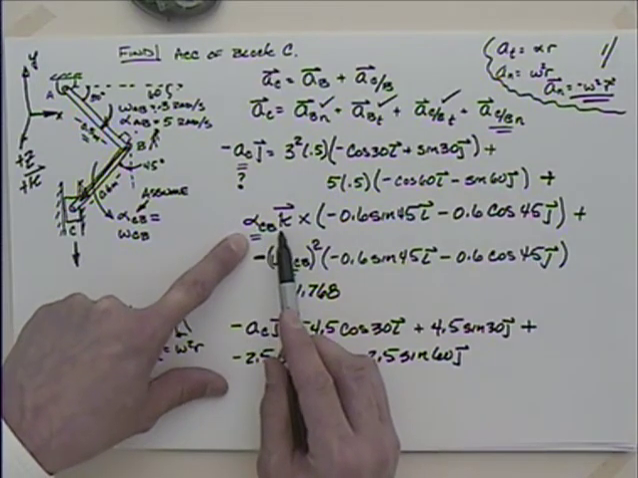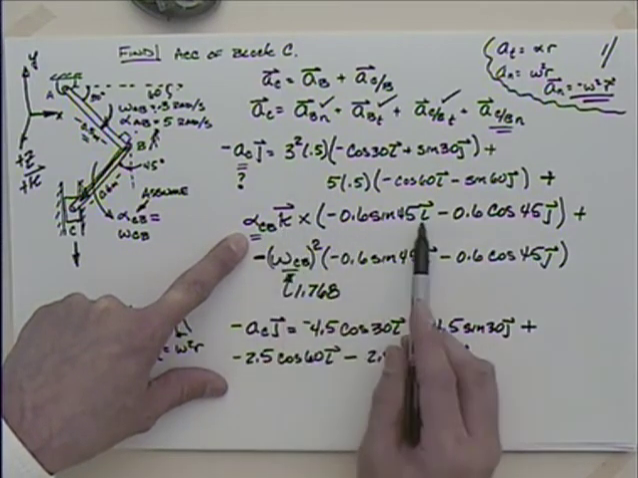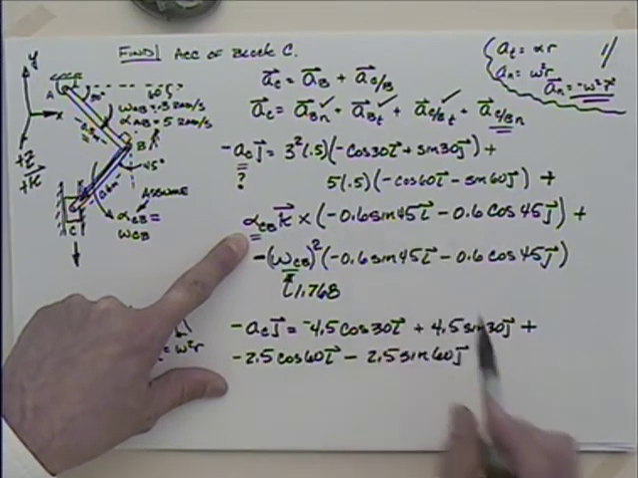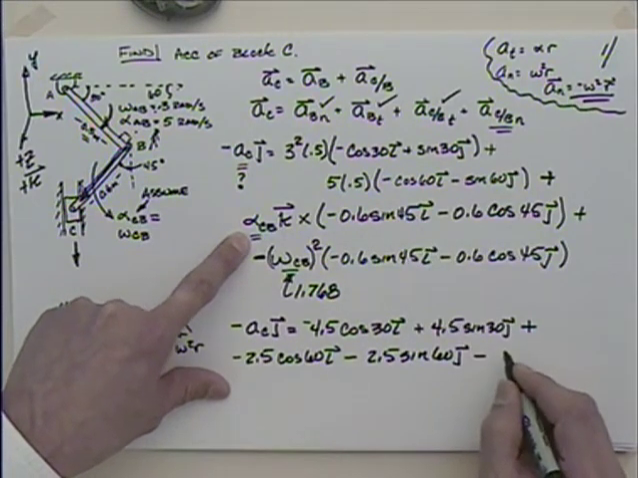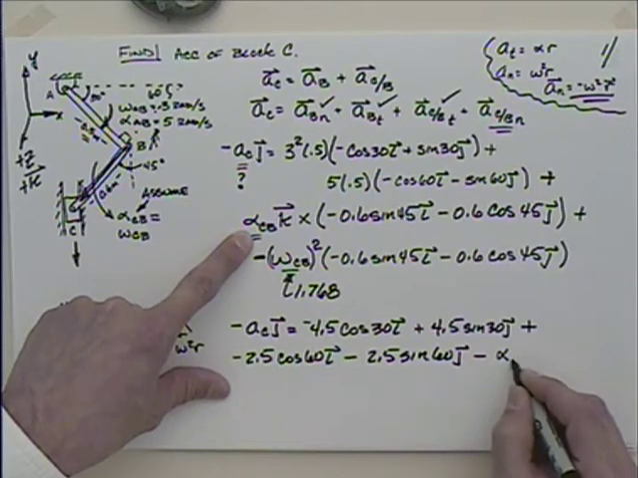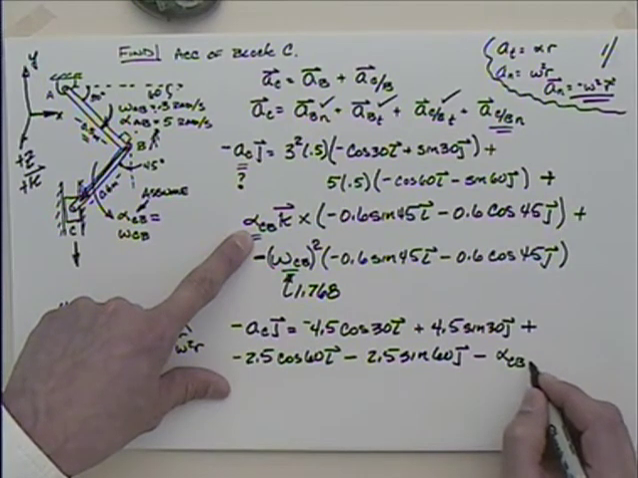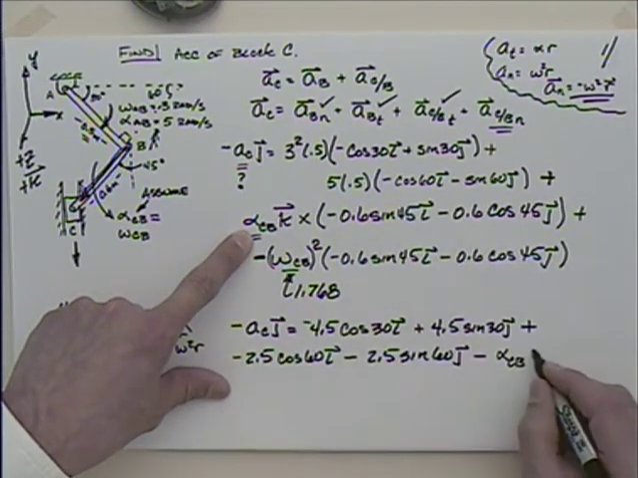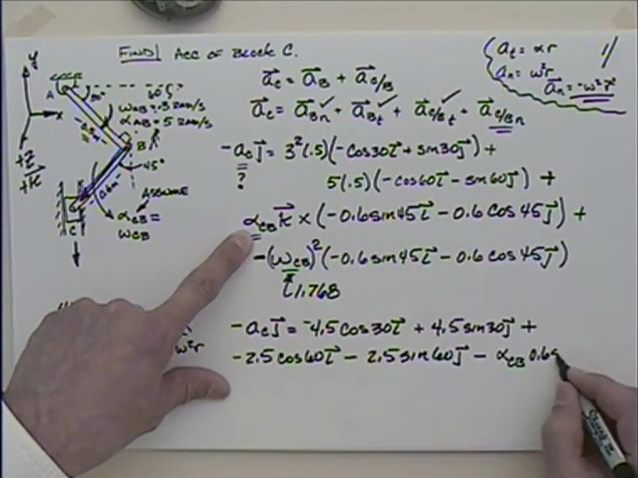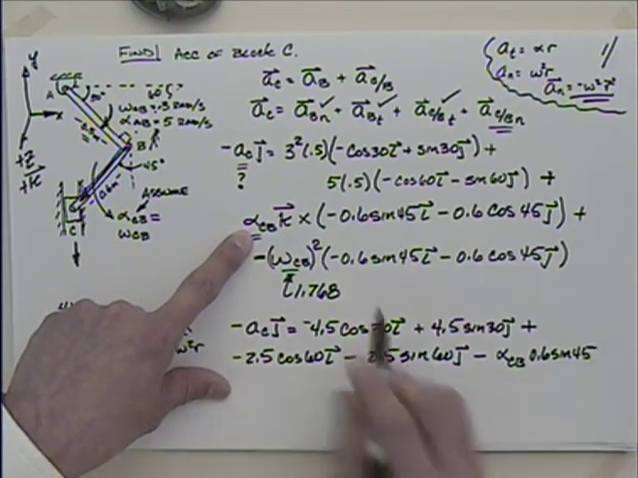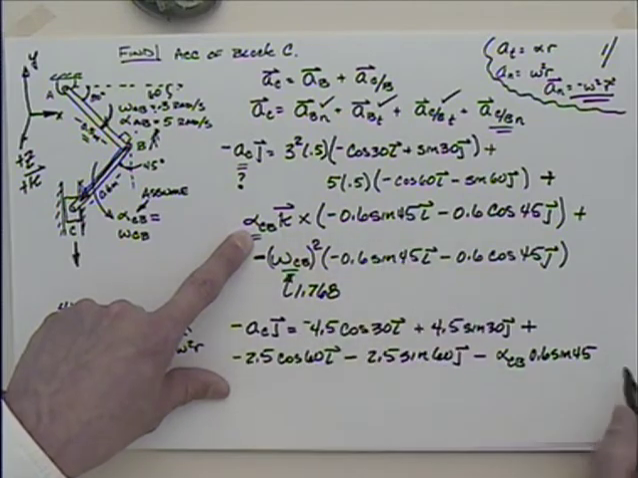So we'll have K crossed with I as a positive J, isn't it? So we retain the negative sign, minus alpha CB times 0.6 sine 45, and that is K crossed I is J.